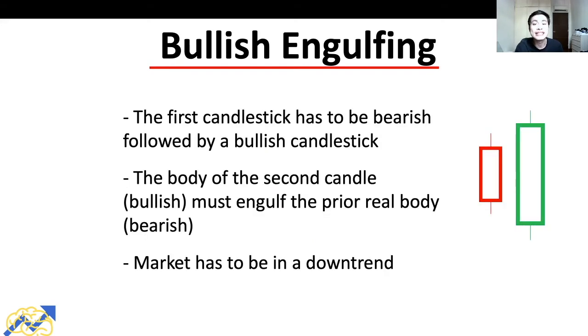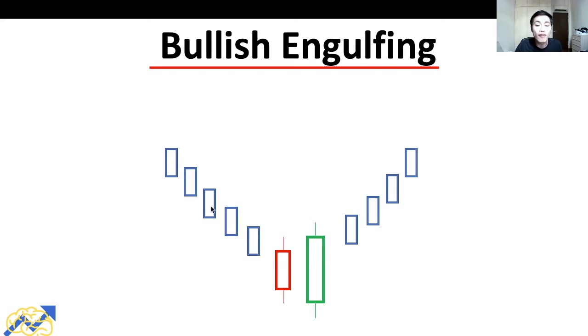As mentioned earlier, these are some of the characteristics of a bullish engulfing pattern. The first candlestick has to be a bearish candlestick followed by a bullish candlestick. And the body of the second candle, which is the bullish candlestick, must engulf the first candlestick body. And lastly, ideally, we want to see a bullish engulfing pattern forming in a downtrend, or when prices have declined for quite a while. When prices have declined for a while and a bullish engulfing pattern appears, this signals to us a possible bullish reversal signal.